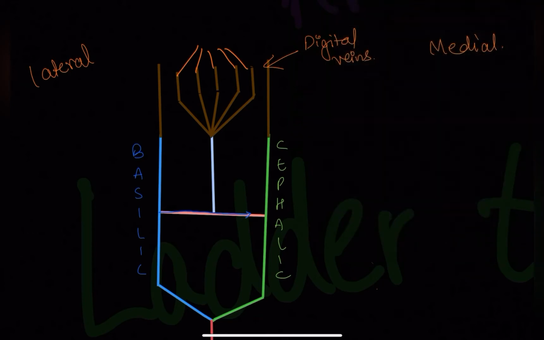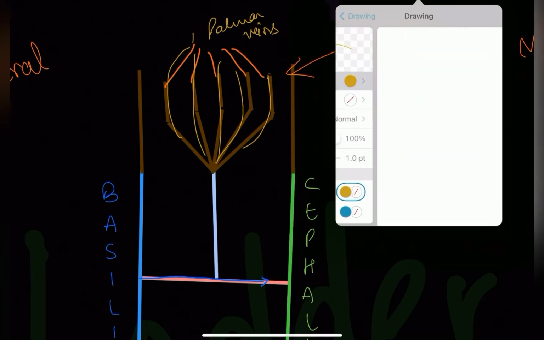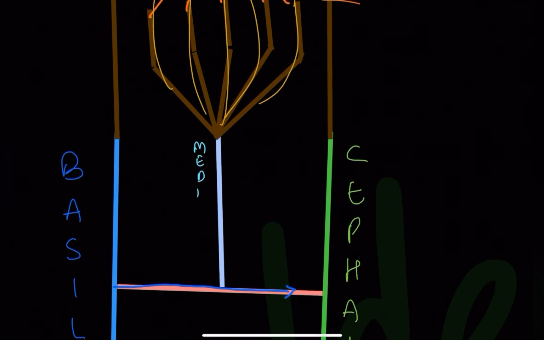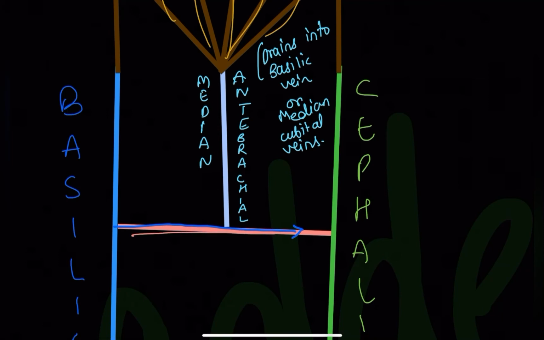And in between, you can see these. These are the palmar veins. Now, these palmar veins, you can see, are merging together to form a vein which is the median antebrachial vein. You should know this antebrachial vein drains into the basilic vein or into the median cubital vein. I have shown that it drains into the median cubital vein. So this peach color vein which I have drawn is the median cubital vein.